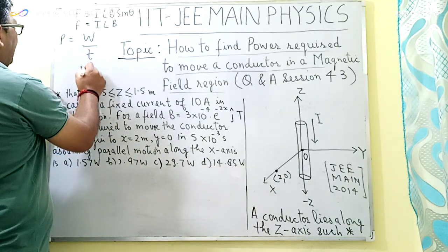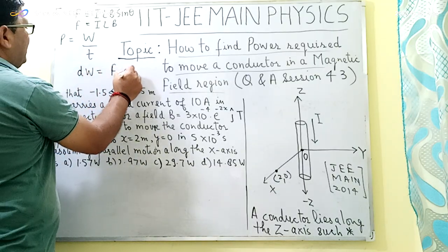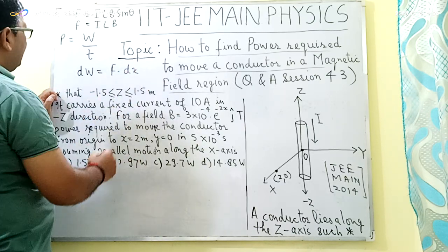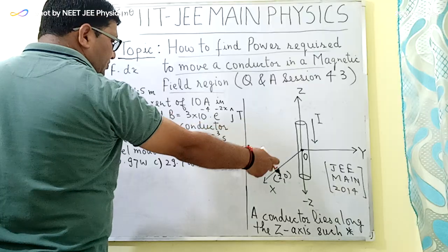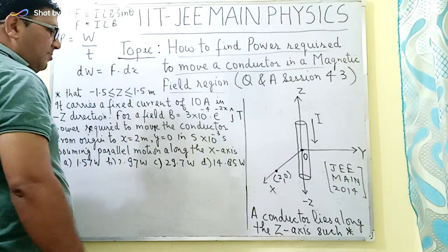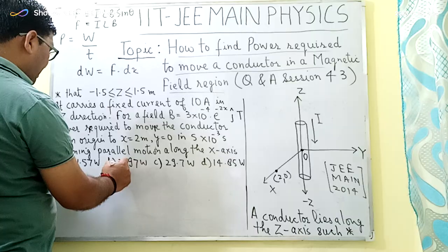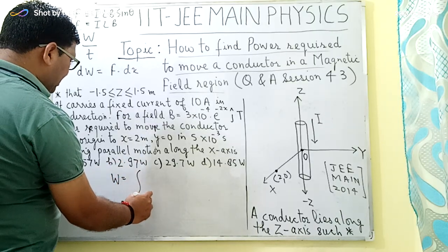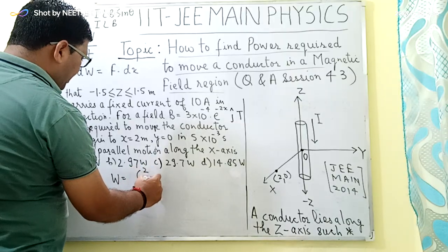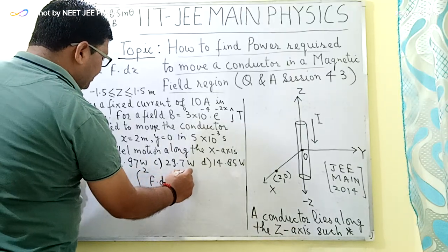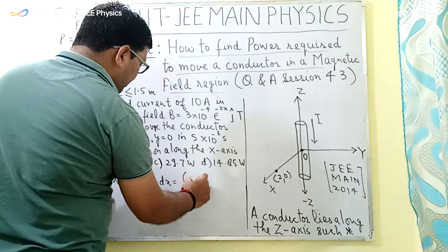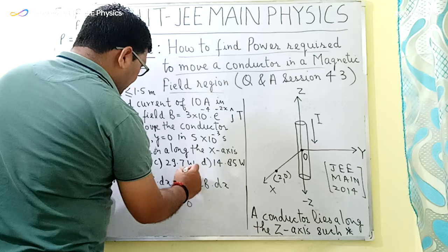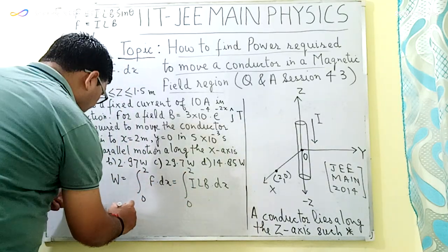Now for a very small displacement, work done is equal to F dx. So if I want to find the total work done in moving this conductor from origin to x equal to 2 meter and y equal to 0, this will be equal to the integration within the limits of 0 and 2 of F dx. Now F is equal to ILB. So this is the equation which I have got.